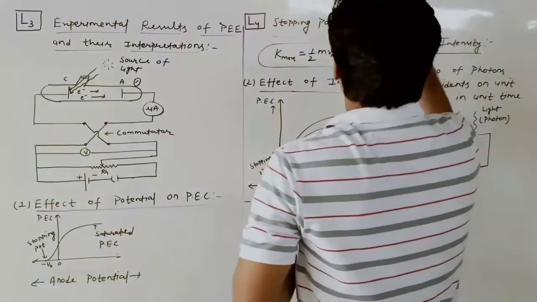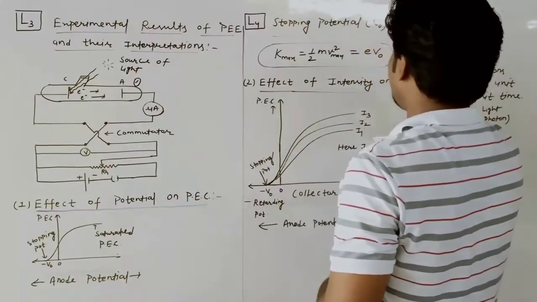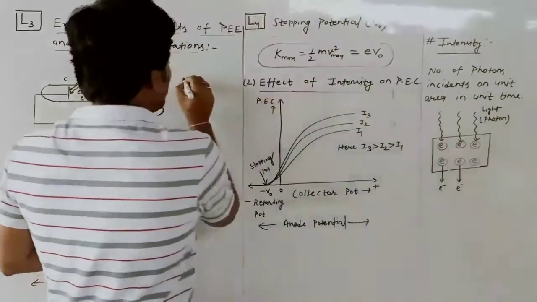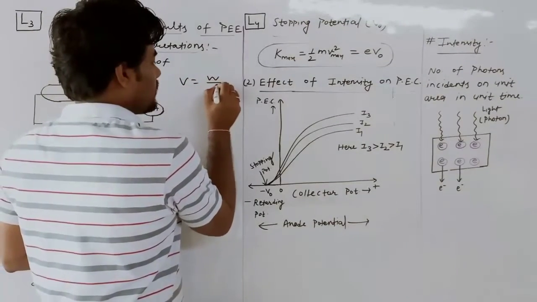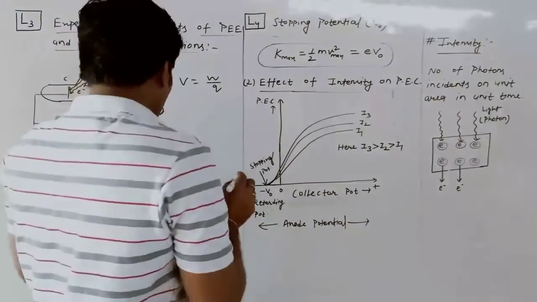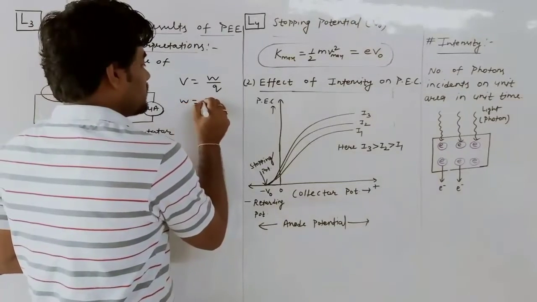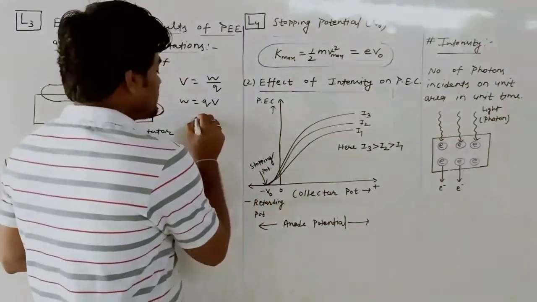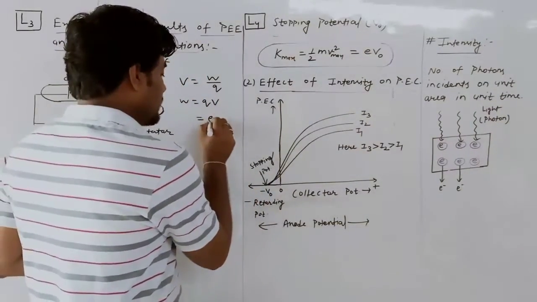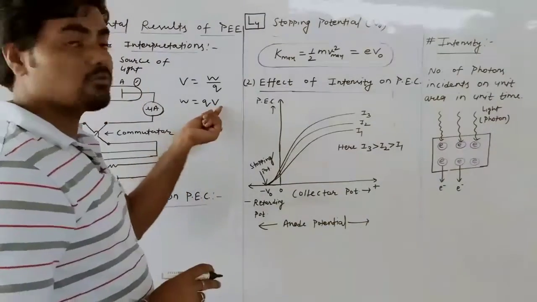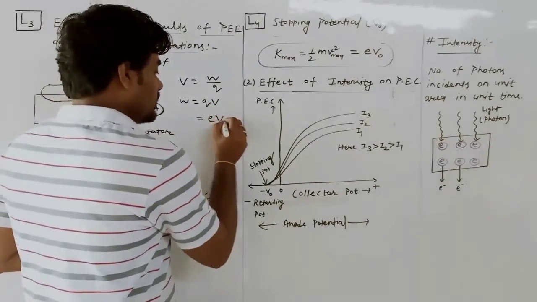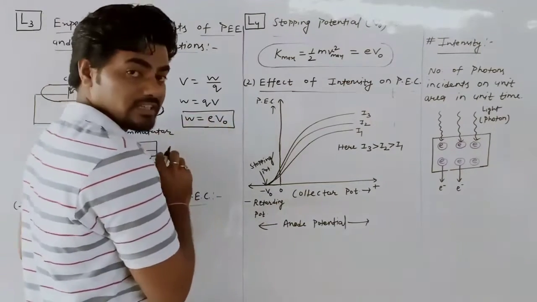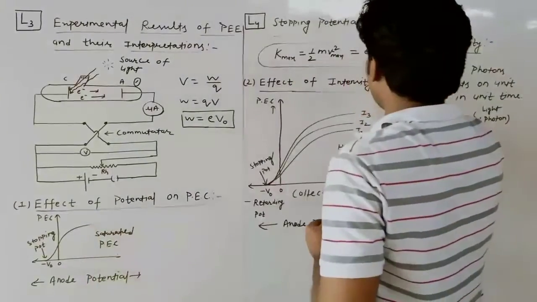So we know that by the definition of electric potential, V equals work done over charge. So work done equals charge multiplied by potential. Since the charge of an electron is e, and if the applied potential V equals the stopping potential V0, then the work done by the electron will be W equal to eV0.